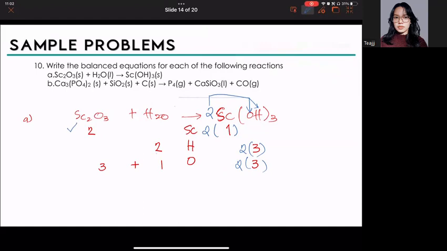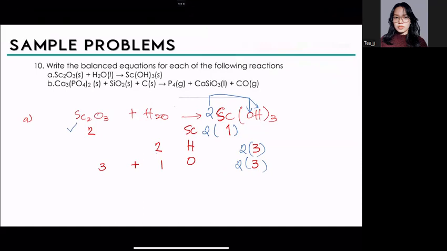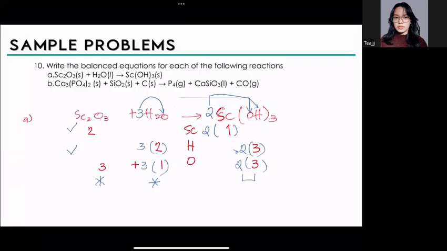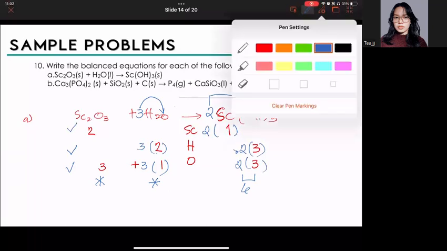However, our hydrogen is very lacking. 2 times 3 is equal to 6. Diba dito? So here, to make it 6, you have to multiply it by 3. So, i-multiply din dito ng 3. Madadamay yung oxygen. So, multiply din ng 3. Now, you have balanced na hydrogen and then 3 plus 3 times 1 is equal to 6. Balance na siya kasi 2 times 3 is equal to 6 din. So, balance na.